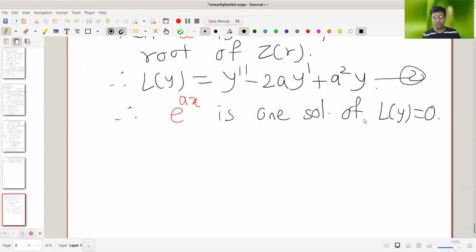L of y is second order equation. If we could have two distinct roots, say a1 and a2, then we can write general solution as c1 e raised to a1 x plus c2 e raised to a2 x. But it is not the case here. So we only have e raised to a x as one solution. So we need to find another solution, but it should be linearly independent from this e raised to a x.